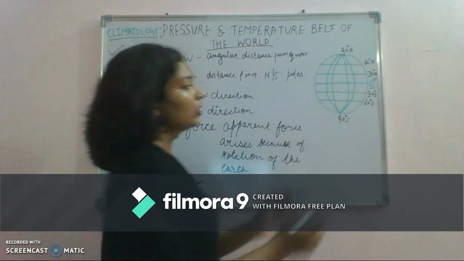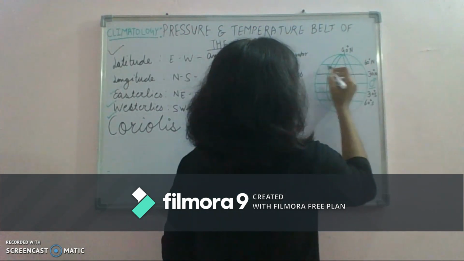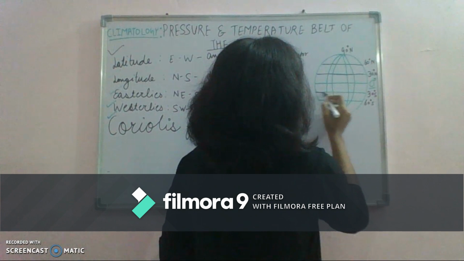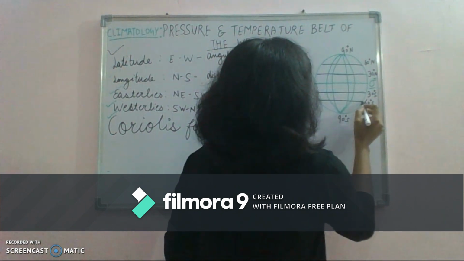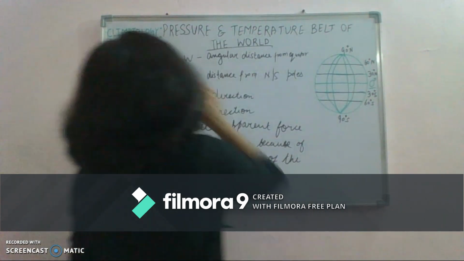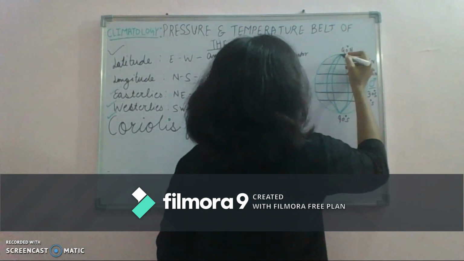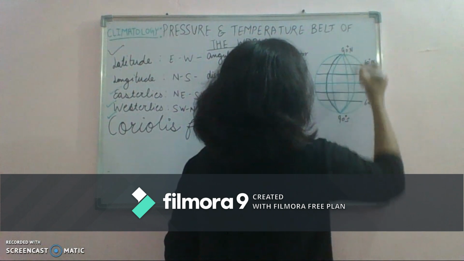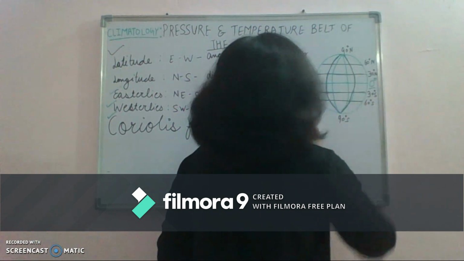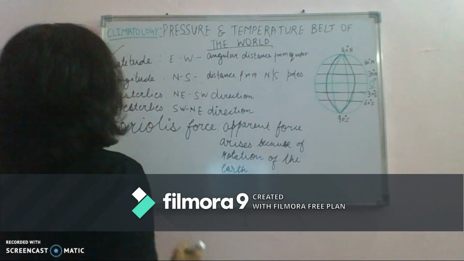So here we learn that the east-west running lines are called latitudes, and the lines joining the North Pole to the South Pole are called longitudes.